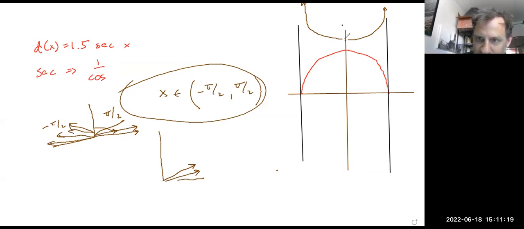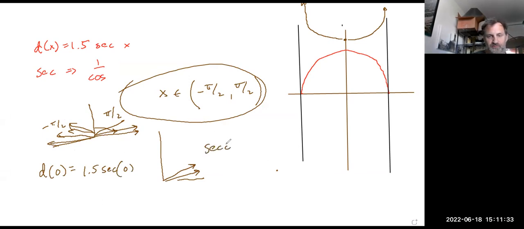Now I put this here because of the value at d of 0, 1.5 secant of 0. Well, secant 0 equals 1 over cosine 0, and cosine 0 is 1. So that's equal to 1, so it's 1.5. So this should be 0, comma 1.5. Okay.